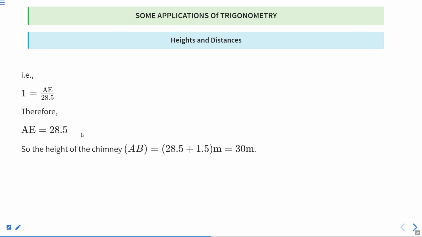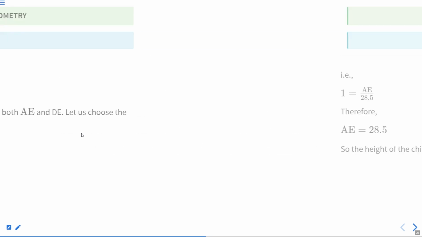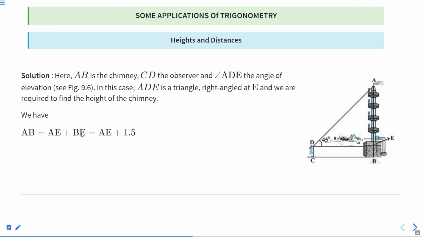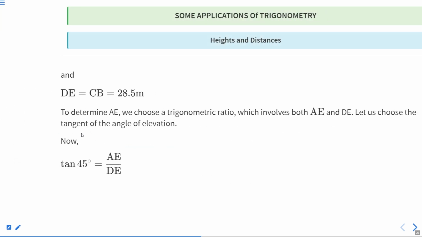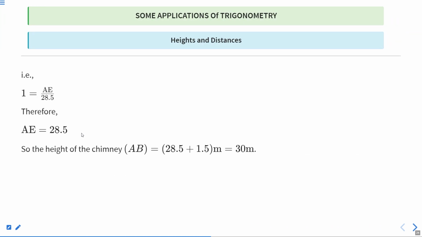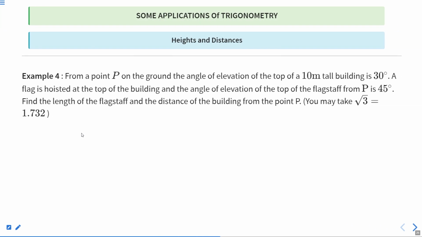Now the height of the chimney, that is AB, is equal to AE plus BE. Here we found the value of AE is equal to 28.5, and we know the value of BE is equal to 1.5 meter. So the height of the chimney is equal to 28.5 plus 1.5 meter, and this is equal to 30 meter. Okay, so the height of the chimney is 30 meter. And now let us see the next example.